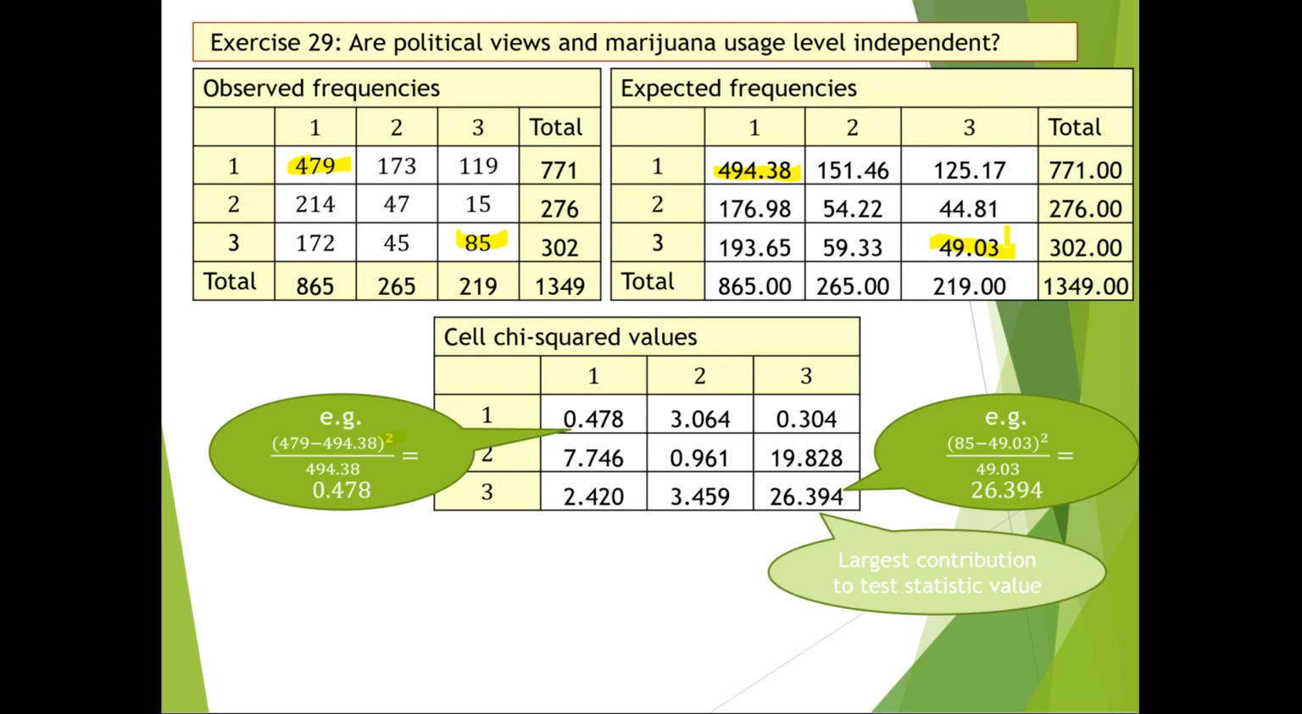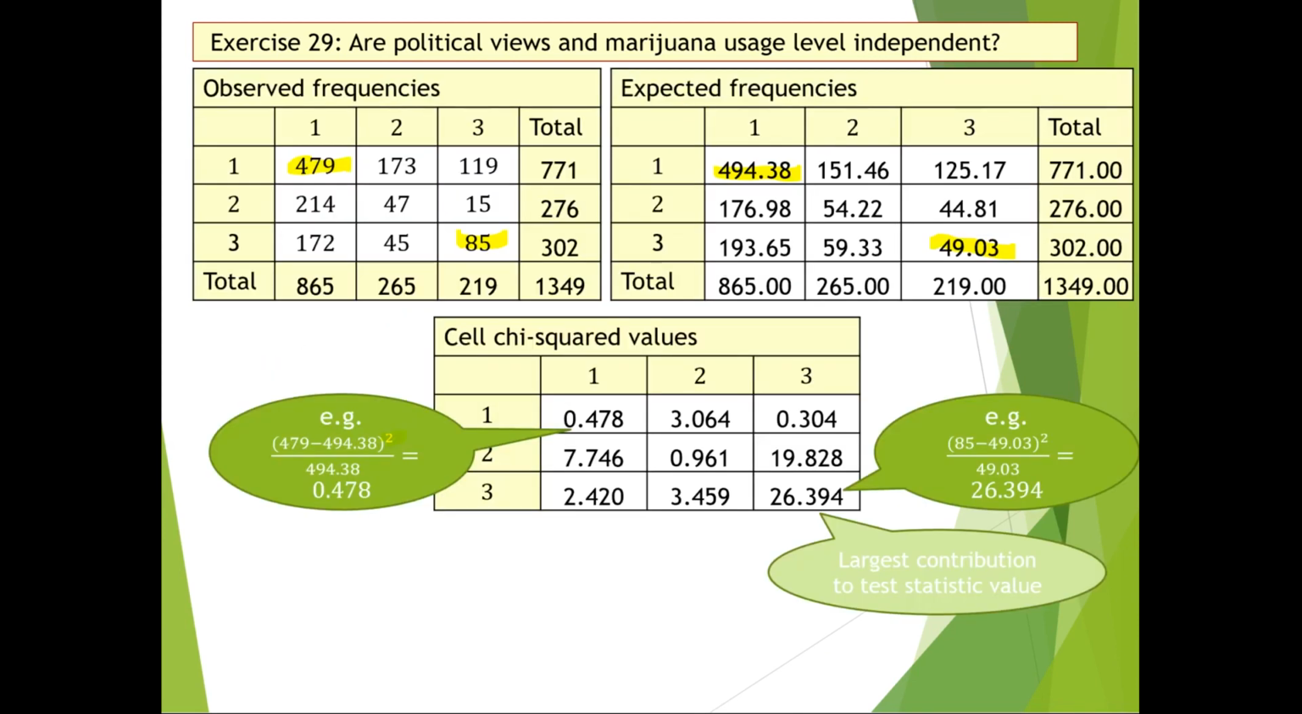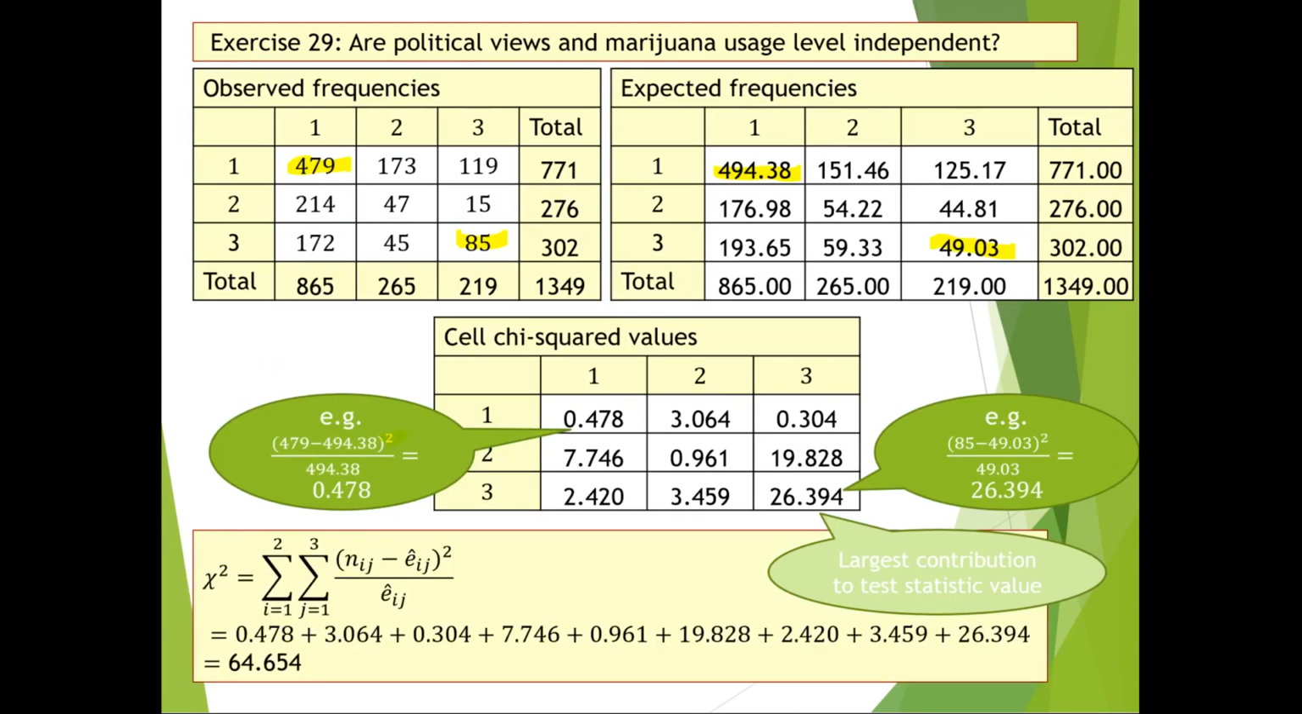So if we just go back to the original data, you can see that it's other political views with frequent usage of drugs that contributes most to deviation from independence. Our test statistic value is 64.654, which is rather large, but let's see whether it's large enough to reject the null hypothesis of independence.